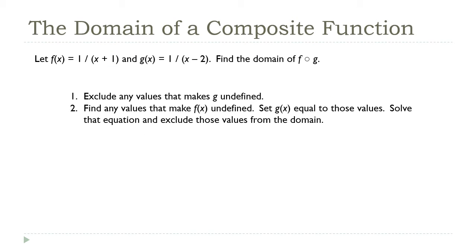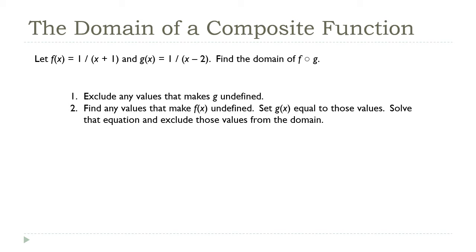There's a procedure, and it looks like this. First, exclude any values that make g undefined. This is just straight up, look at the g function and figure out what its domain is. Any numbers that you can't put into the original g of x function cannot be part of the domain. Then step number 2 is look at the f function and see where the f function is undefined. Then what I need to know is what values of x make the g function equal to that number. Those are the numbers that are going to go out of my domain.